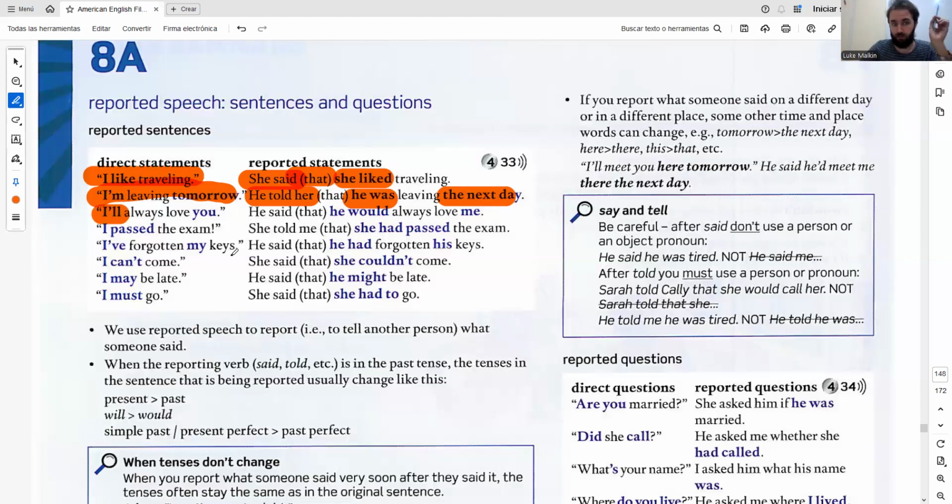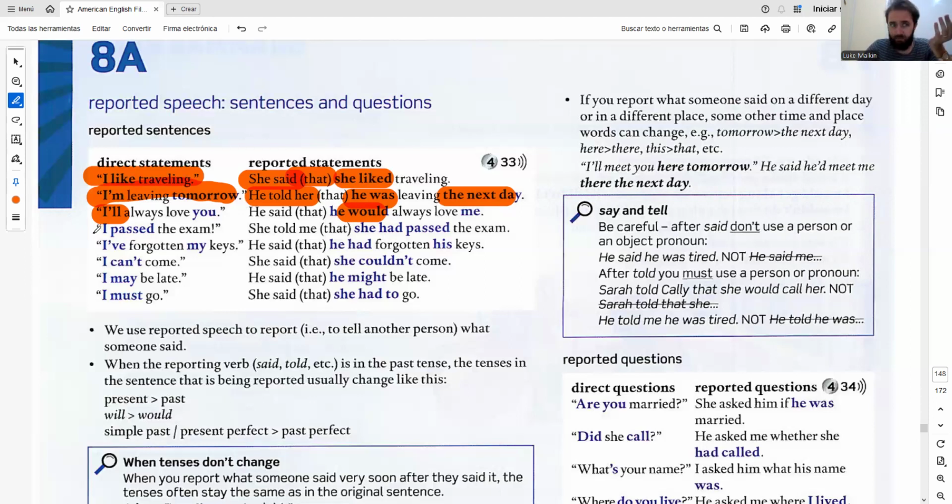So, what about future? I'll always love you. Well, we step back into would, a hypothetical, a conditional. I'll always love you. He said that he would always love me. And won't steps back to wouldn't. I won't always love you. I wouldn't always love you.